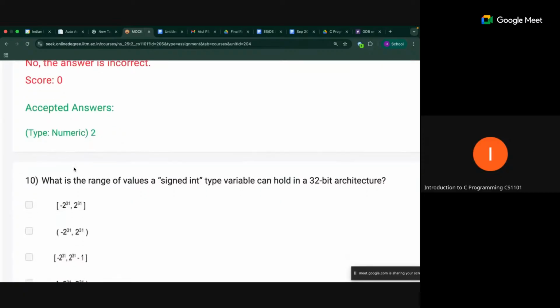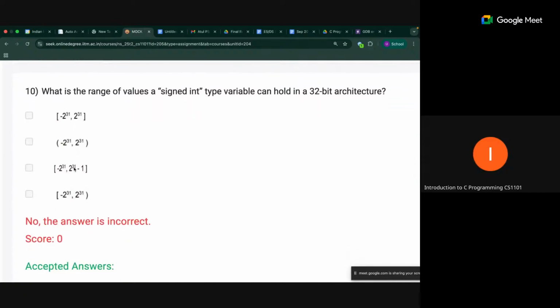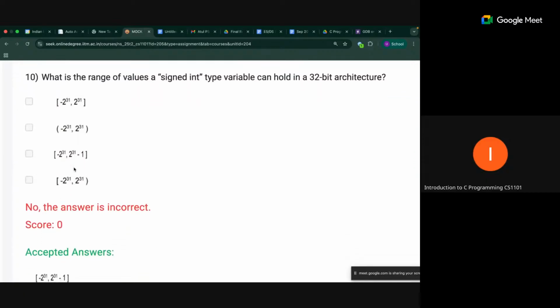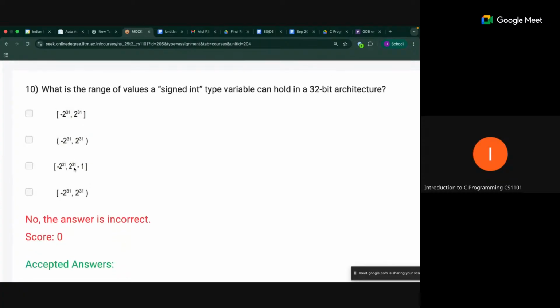Okay, fine. So what is the range of the signed int type variable that can hold a 32-bit architecture? The C option. Okay, what is the difference between the square braces and the round braces? Round braces don't include the value, they exclude the value, and the square braces include that particular value too.